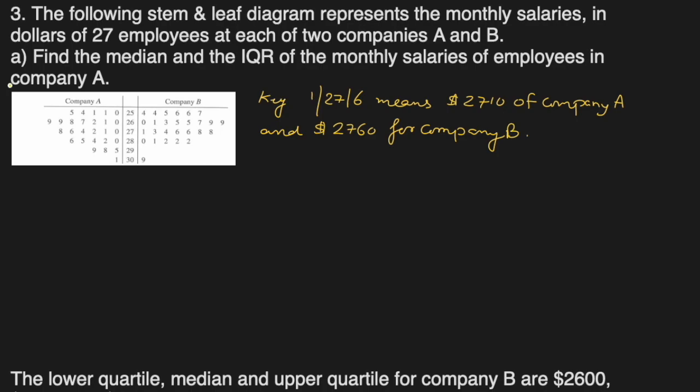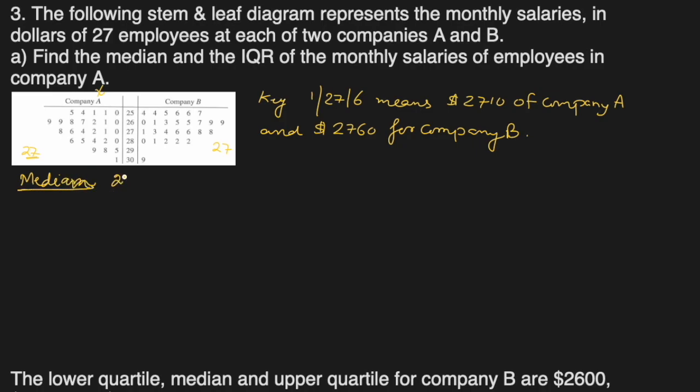Question number 3. The following stem and leaf diagram represents the monthly salaries in dollars of 27 employees at each of the 2 companies. That means they are 27 here and they are 27 here. Okay. Find the median and interquartile range of the monthly salaries of employees in company A. Only this company we have to focus on. So let's find the median because they are 27. So let's focus on the median first.